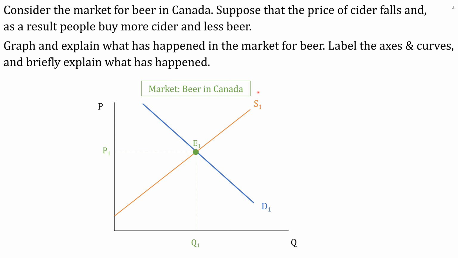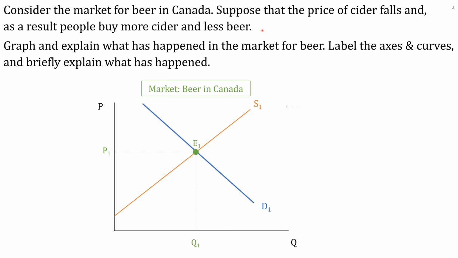So we want to see what happens. We have to ask ourselves which curve is going to shift. Is it going to be the supply or the demand? Now look at the question. It says people buy more cider. Now if you're talking about buying, you are talking about the demand side. Now if they're buying more cider, what's happening to beer? This is about the beer market. If they're buying more cider, they're buying less beer, right?